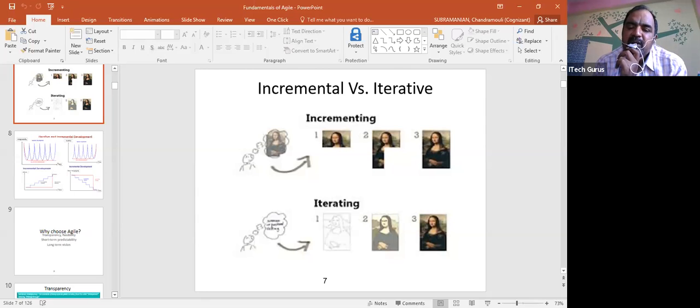Iterating. But what is Agile? Agile is both iterative and incremental. You see that first frame at the top. Will I draw the complete Mona Lisa picture? The answer is no. I'll draw the skeleton and move on to the next frame. There too, I'll draw the skeleton, but at the same time the fine tuning also happens. I hope you are able to understand this. Merging both iterative and incremental is what is called Agile.